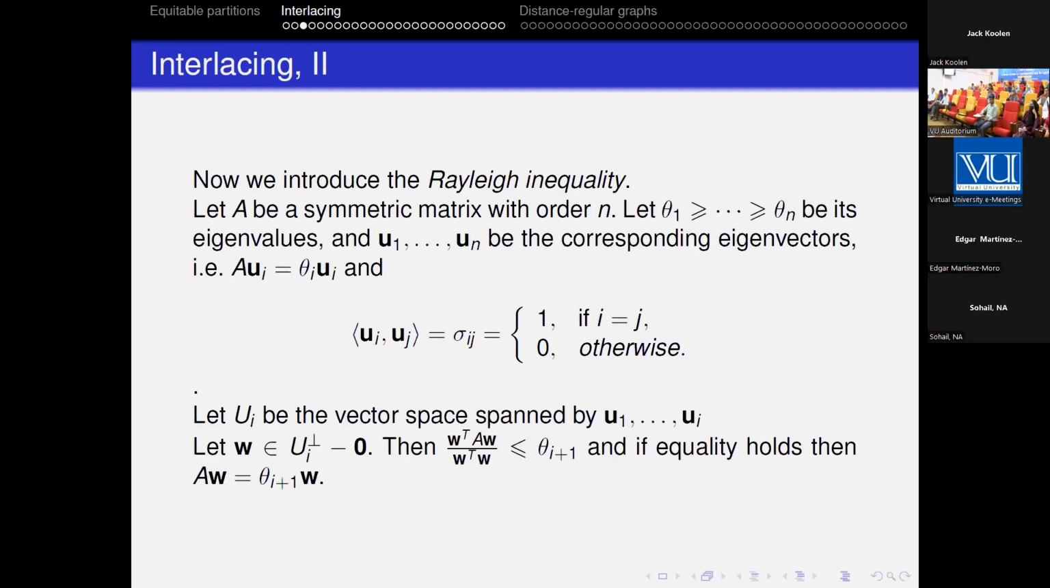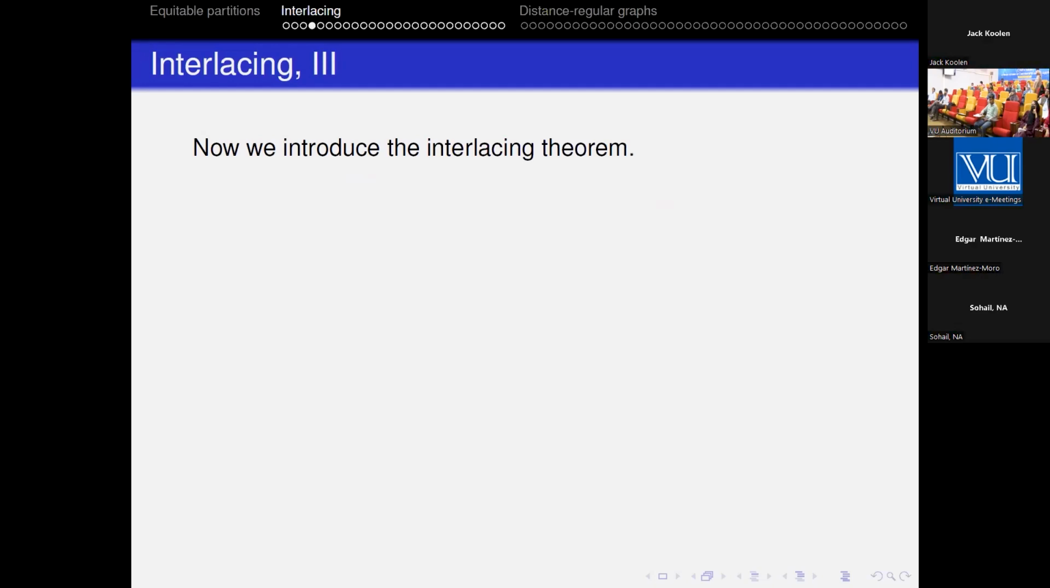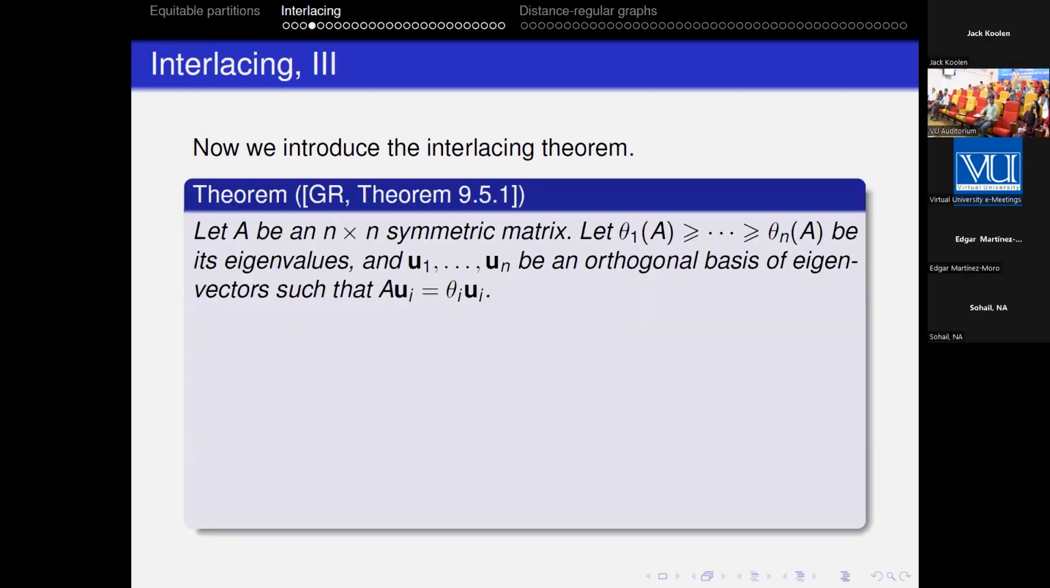So U_i is the spectral space spanned by U1 to U_i. And we can then find W in U_i transpose perp, which is the orthogonal complement under the usual inner product. Yes? Okay, now we introduce the interlacing theorem.